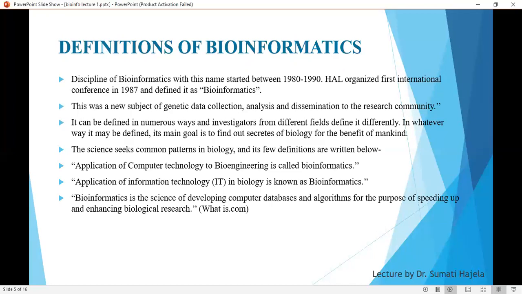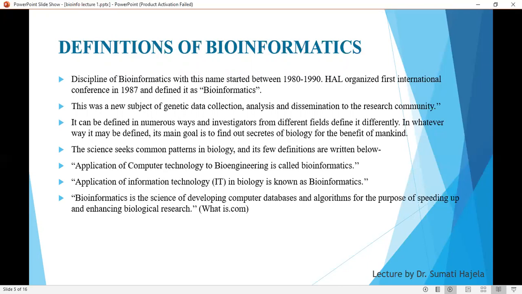As for the history, a little bit of history of bioinformatics. The discipline of bioinformatics with this name started between 1980 to 1990. HAL organized the first international conference in 1987 and defined it as bioinformatics. This was a new subject of genetic data collection, analysis, and dissemination to the research community. This can be defined in numerous ways, and investigators from different fields defined it differently. In whatever way it may be defined, its main goal is to find out secrets of biology for the benefit of mankind.